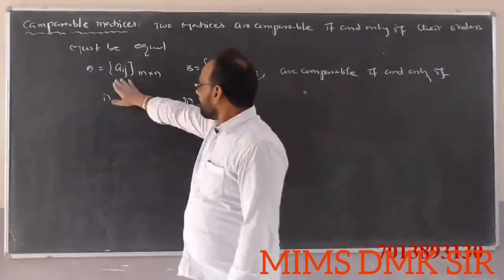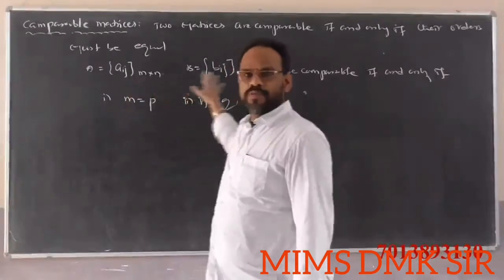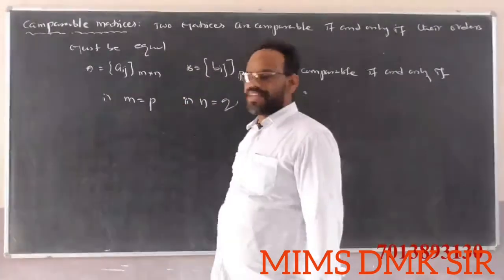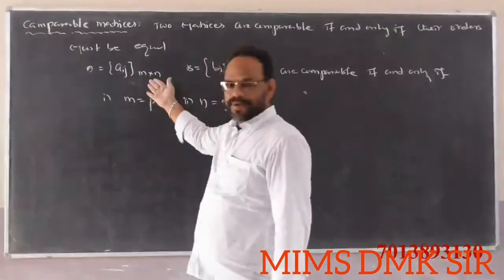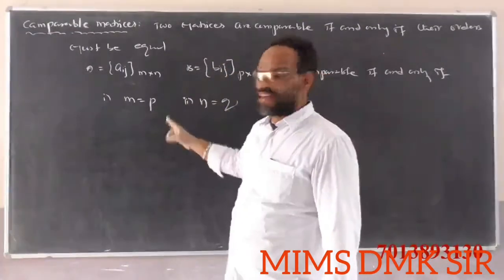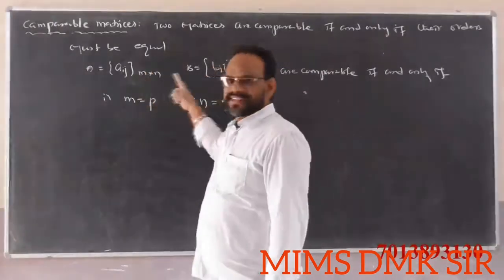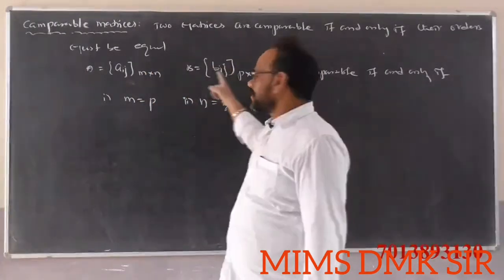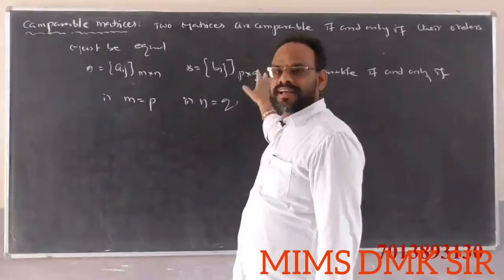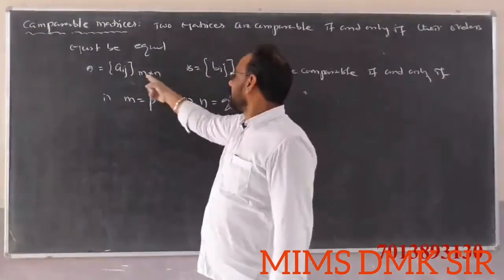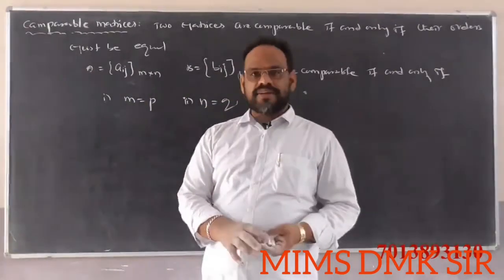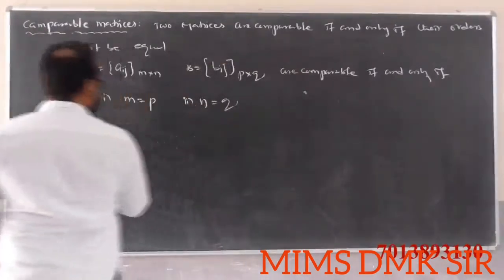So two matrices are comparable if and only if their orders are equal. That means if we take A of order m by n and B of order p by q, they are comparable matrices if and only if the number of rows of the first matrix equals the number of rows of the second matrix, and the number of columns of the first matrix equals the number of columns of the second matrix. That is, m equals p and n equals q, then only two matrices are comparable.